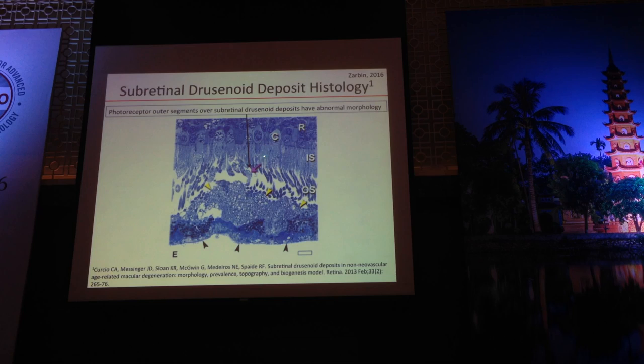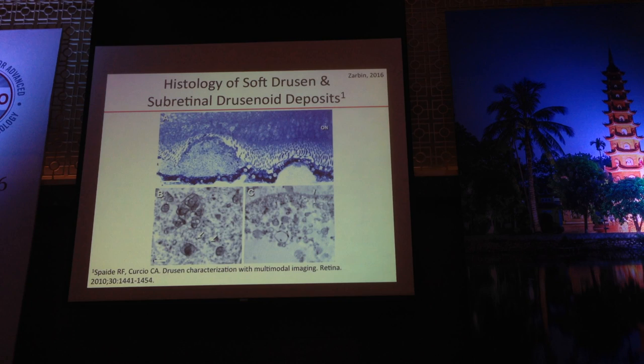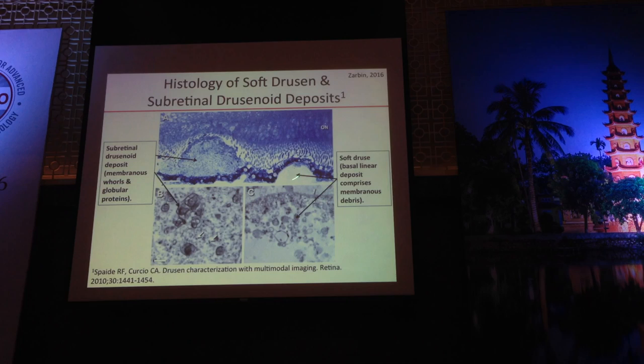And if we wonder, well, what is this material? If you look ultrastructurally, you'll see that the drusenoid deposits mainly consist of membranous whorls and these globular proteins, as opposed to the basal linear deposit, which is underneath the RPE cells shown here, which is mostly membranous debris.